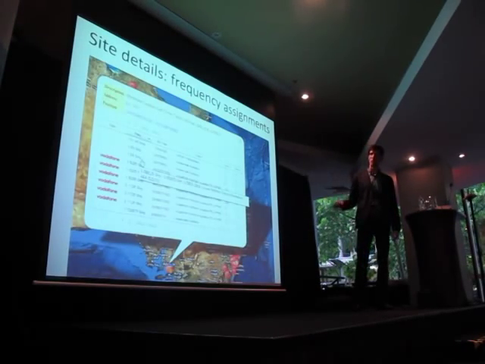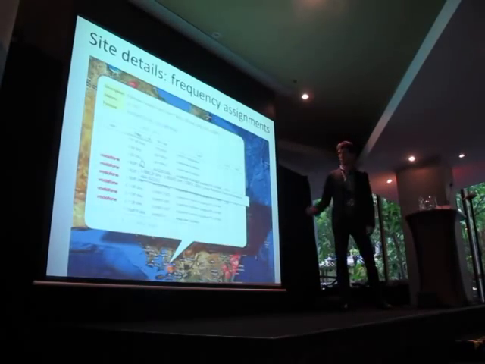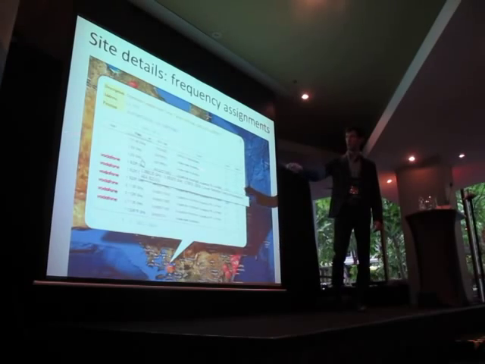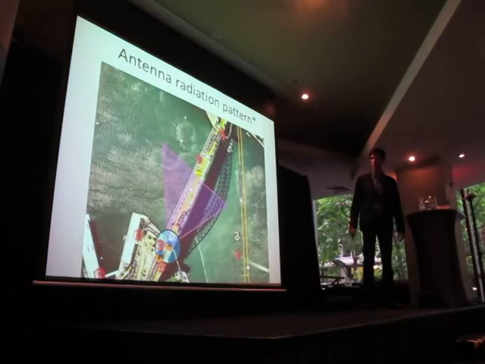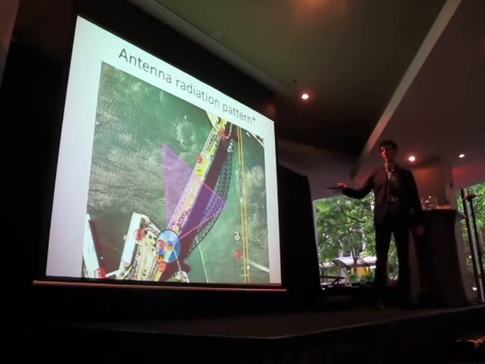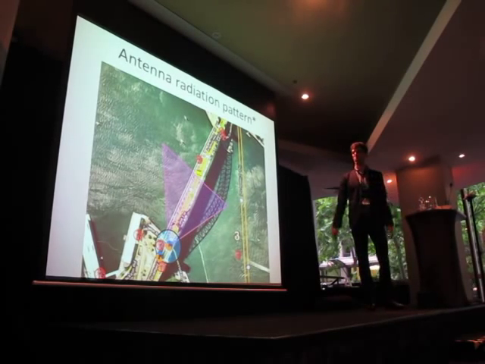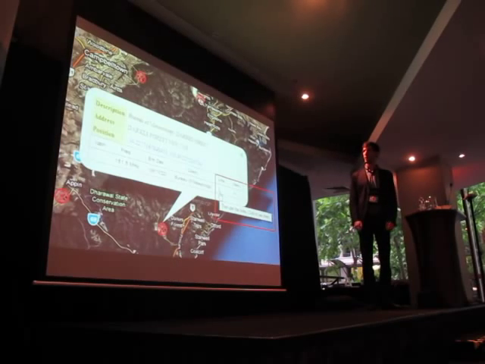If you open up a particular marker, you get everybody that's there. You've got some Vodafone cell sites as well as some aviation frequencies. If you show the radiation pattern for an antenna, you can see the rough direction and the rough power output, just purely comparative.